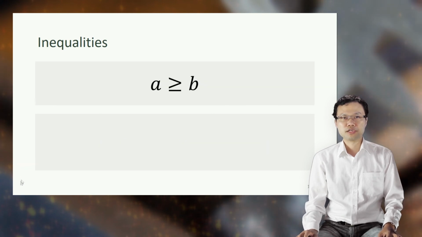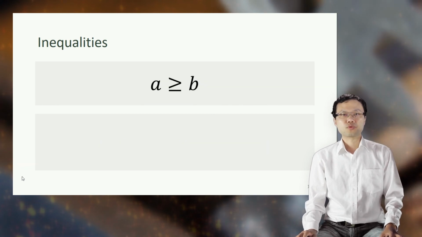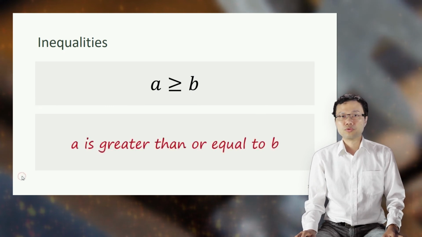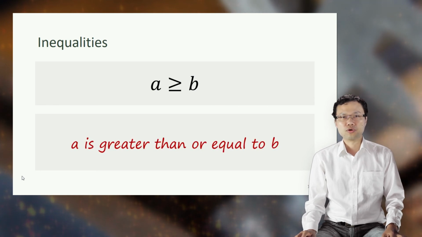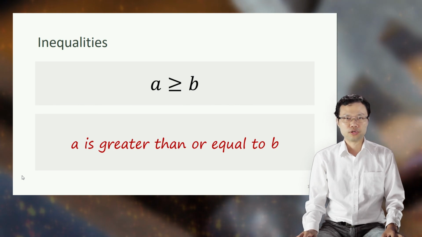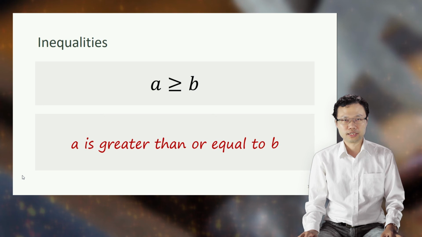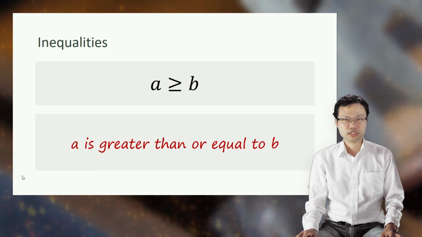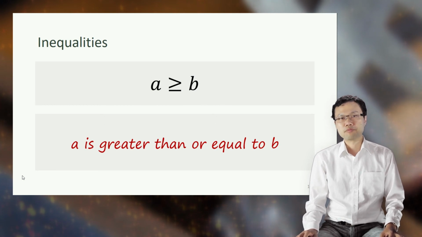The third type of inequalities is greater than or equal to. We call such a mathematical relation A is greater than or equal to B. This means A is either greater than B or A is equal to B. If any one of these two conditions is satisfied, this mathematical relation is valid. This also means A cannot be less than B.